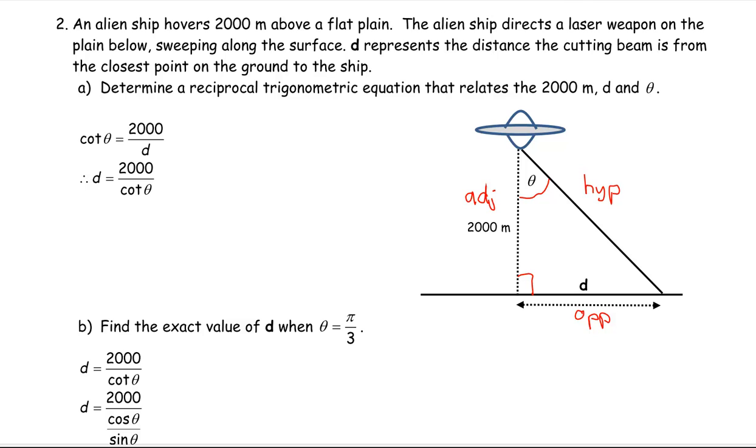And if we want to solve that for d, because in b here we're asked to find the exact value of d, if we were to rearrange this for d, then I would multiply both sides by d, so that the d's divide out here. And so I would have d cotan theta equals 2,000. And then to isolate the d, I would divide out the cotan theta. Right like that.